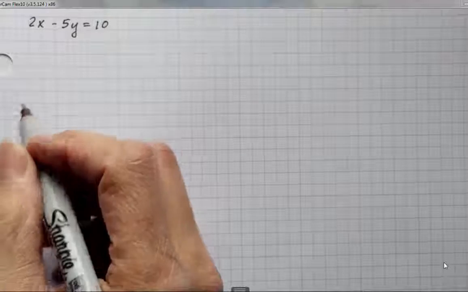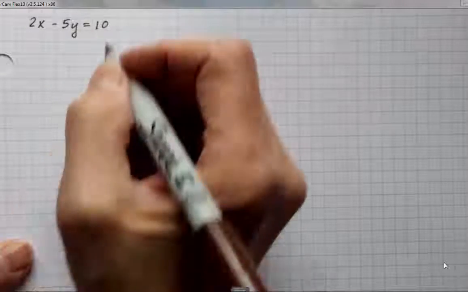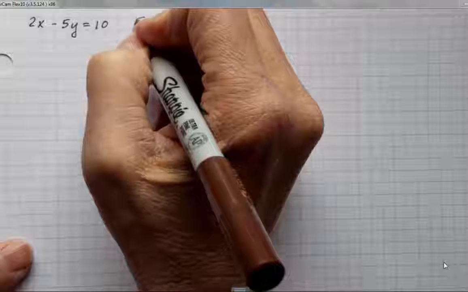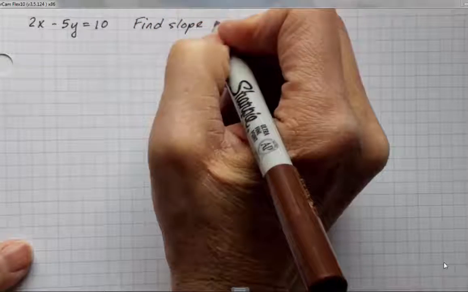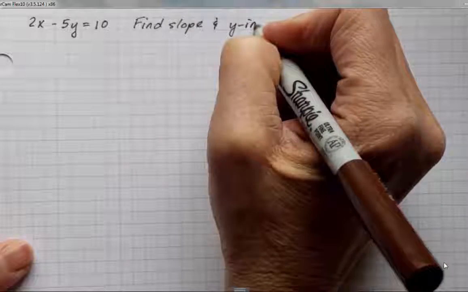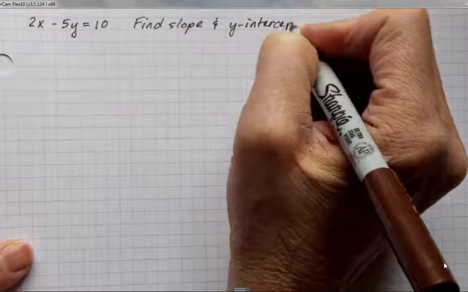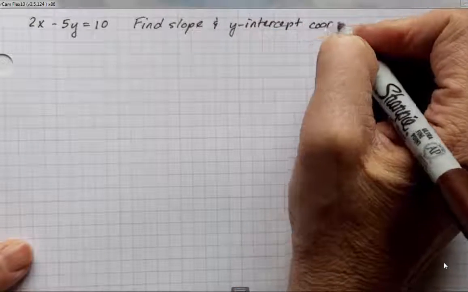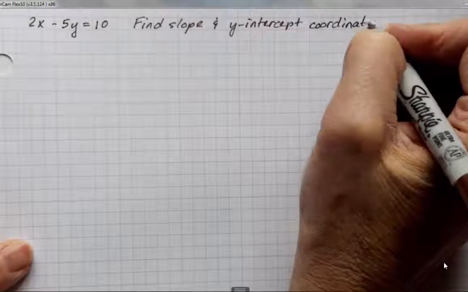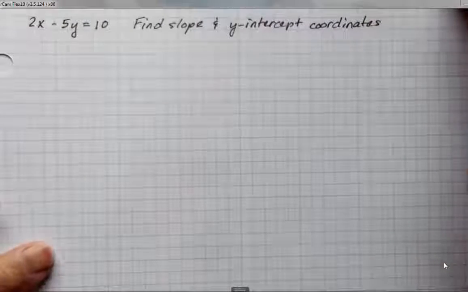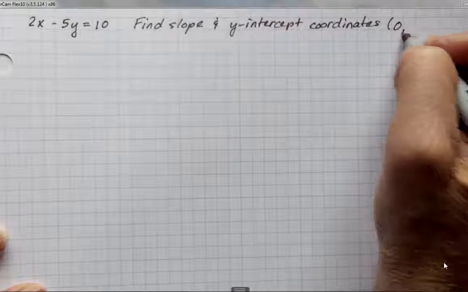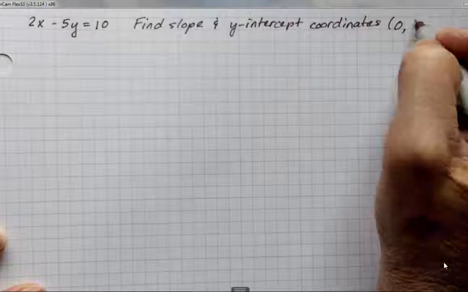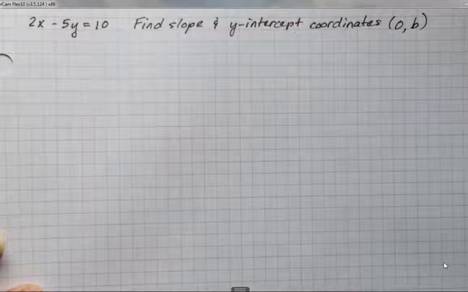We're given a problem here, 2x minus 5y equals 10, and we're asked to find the slope and the y-intercept. And remember that when we're looking for the y-intercept, we're looking for the y-intercept coordinates. So whenever you're asked to find the coordinates of the y-intercept, your first coordinate is going to be 0, and the second coordinate is going to be what we call your number b.